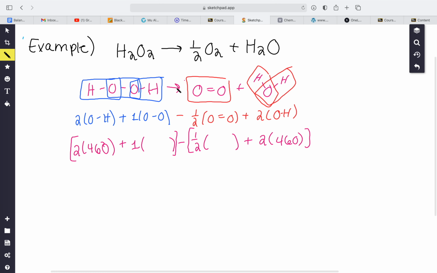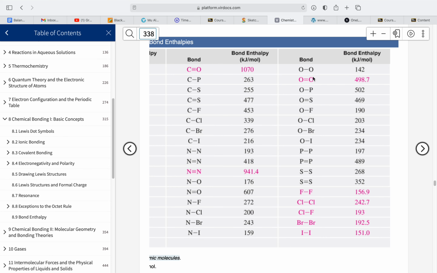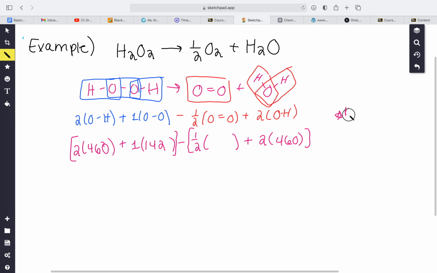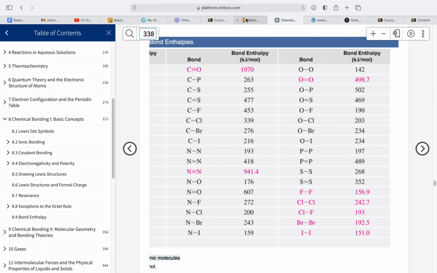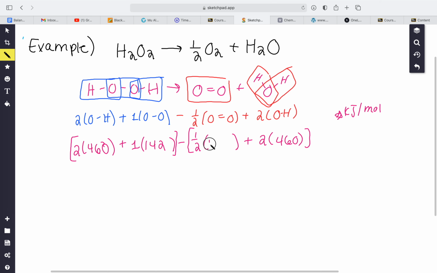Alright, so now we're going to do the single bonded oxygen, which should be up here. So we have 142. And I just want to write a note here: these are all in kilojoules per mole, so our final answer will be in kilojoules per mole. Alright, so double bonded oxygen is going to be 498.7. Alrighty, I'm going to get my handy-dandy calculator, and I'm going to multiply these out.